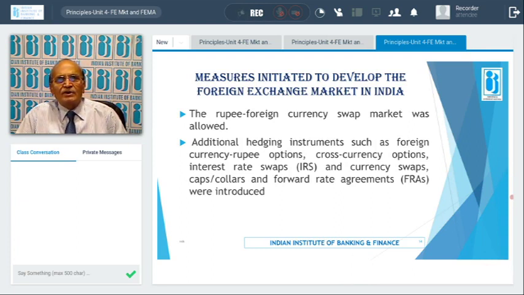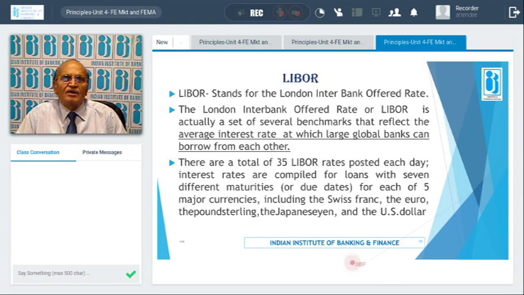The next development was the rupee foreign currency swap market, and this was permitted. Next, hedging instruments such as foreign currency rupee swap options, cross-currency rupee options, interest rate swaps, currency swaps, caps, collars, and forward rate agreements were introduced to develop the foreign exchange market in India. We should also learn the different terminologies used in the foreign exchange market.